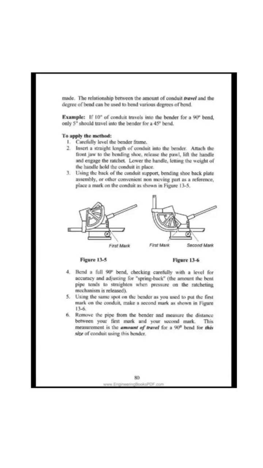5. Using the same spot on the bender as you used to put the first mark on the conduit, make a second mark as shown in figure 13-6. 6. Remove the pipe from the bender and measure the distance between your first mark and your second mark. This measurement is the amount of travel for a 90° bend for this size of conduit using this bender.